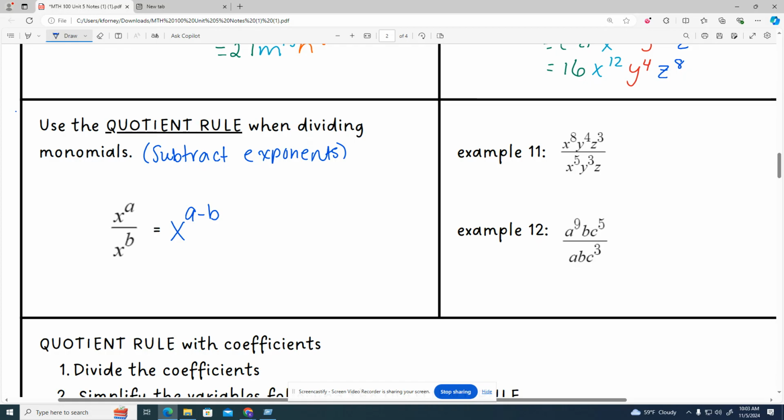Now, you can only do that with your common bases. So x goes with x. A y would go with y. If I had a w, it would go with w.